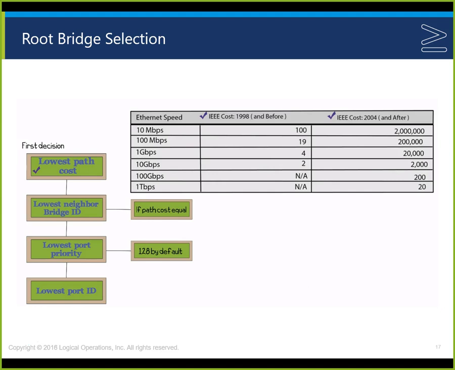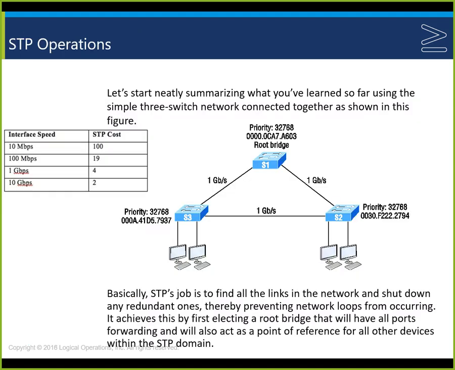Although if you'll notice, the ones that we're using in the problems are the 1998 costs, the 19 for the 100 meg and the 4 for the gigabit. But the new costs are the ones on the far right. So as we increase the speeds, we have to change the cost because some of those things never happened before.